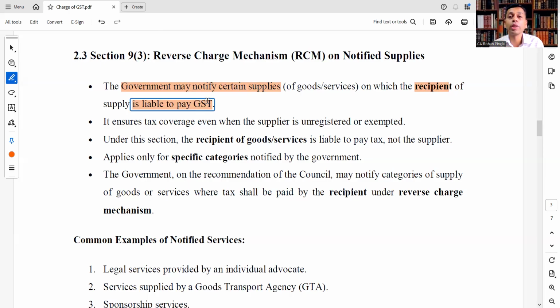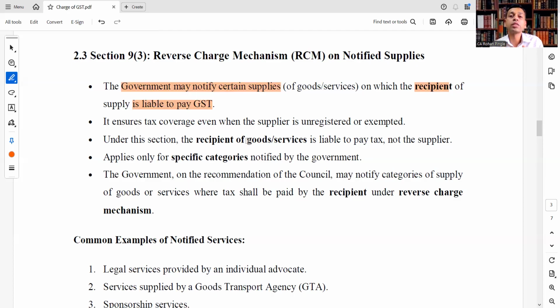That is the main difference between the forward charge mechanism and reverse charge mechanism. In forward charge mechanism, the supplier is liable to pay the tax, whereas in reverse charge mechanism, the recipient is liable to pay GST. It ensures tax coverage even when the supplier is unregistered or exempted. It is introduced because the recipient will be a registered person under GST, so he can pay the tax to the government. There are a few situations where it can be covered, means its coverage would be wide.